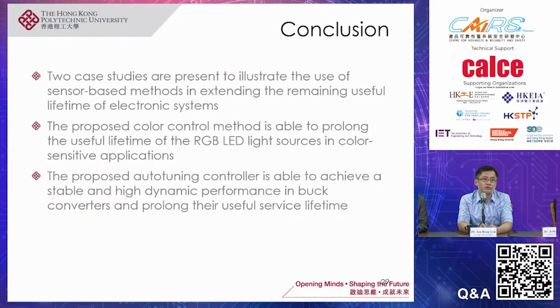So here's the conclusion. We have presented two case studies here. The first method is the color control method, which is able to prolong the useful life of an RGB lighting system, by adjusting the tri-stimulus value accordingly in response to the changing duty cycle of the PWM signal, which is an indication of the aging state of the LED.